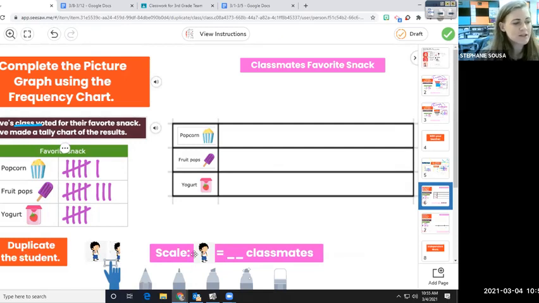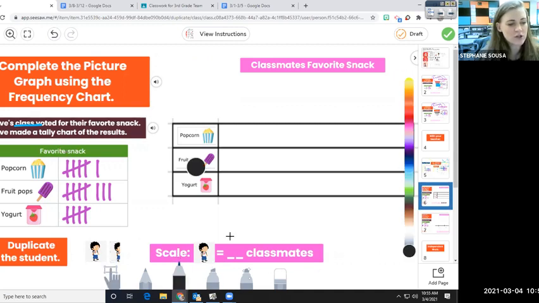Okay. Duplicate the student to show the scale. We have agreed that our scale is going to be 2. 1 student is going to equal 2 classmates. So half of a student is going to equal 1 classmate. Poor student getting cut in half. I'm so sorry, student. Thank you for sacrificing yourself for our math.